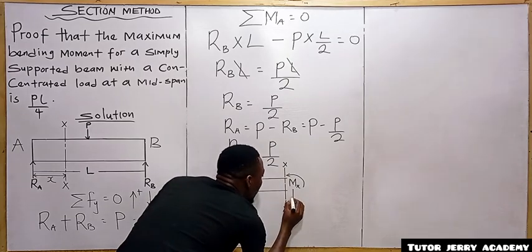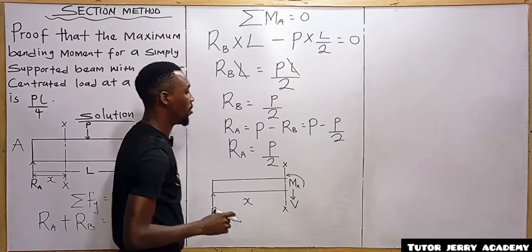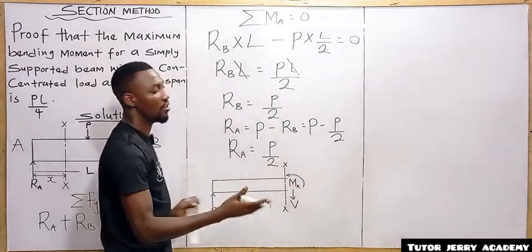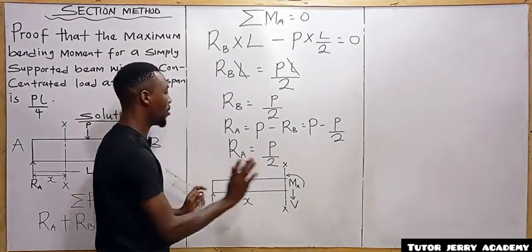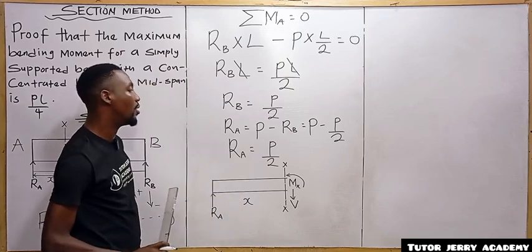All right, so we are going to have a shear force which is going to be denoted with V. So this is what we are going to have. We are going to have a normal force as well, but since we don't have any horizontal force here, we are not going to consider that. So this is what we are going to do now.